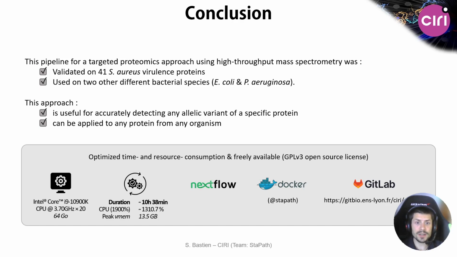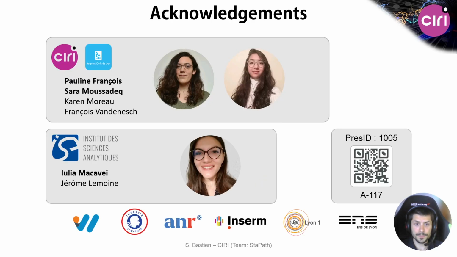The entire pipeline is available on GitLab, and the use of Nextflow and Docker ensures reproducibility of the results. Regarding memory and time consumption, and as I said, the database contains 60,000 genomes, and we can see that the pipeline remains within a run suitable for any computers.